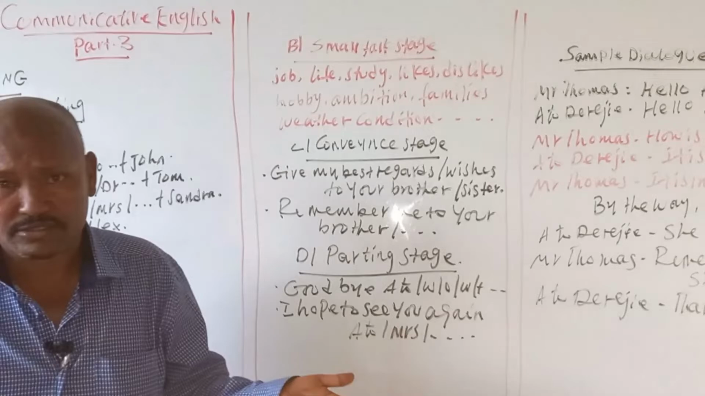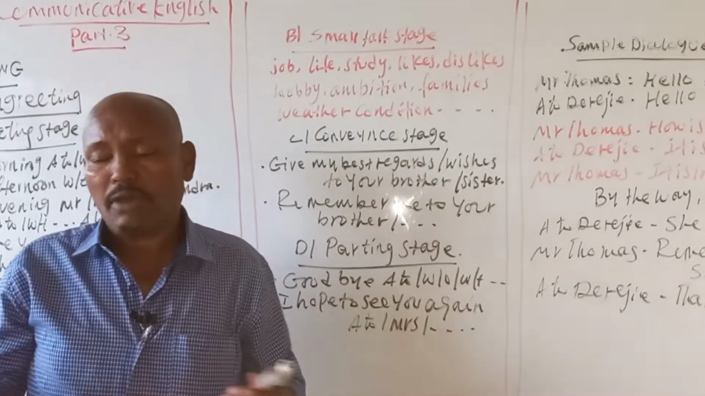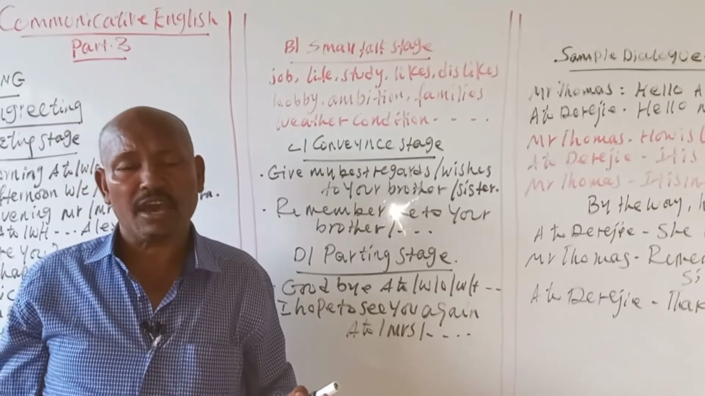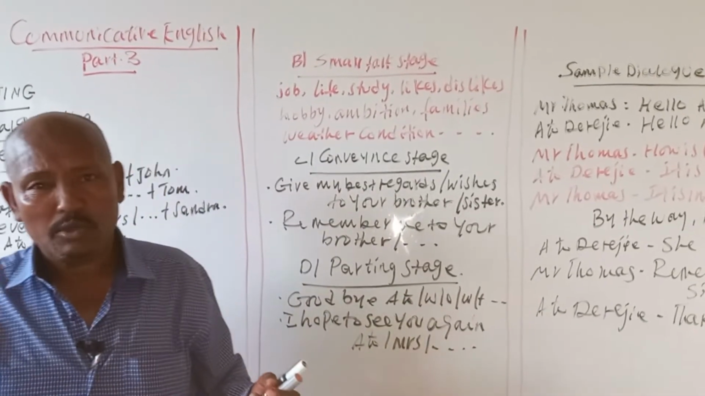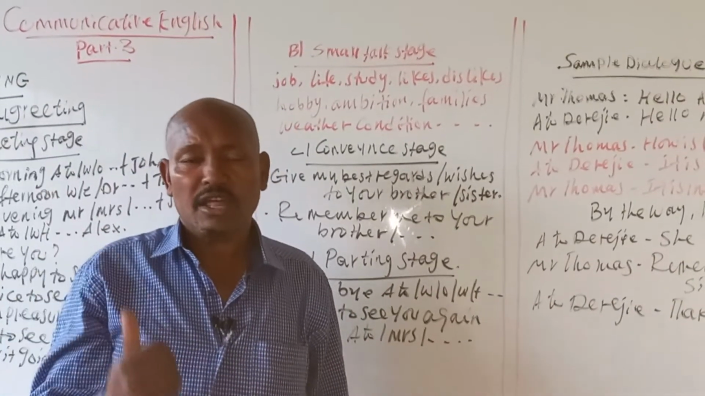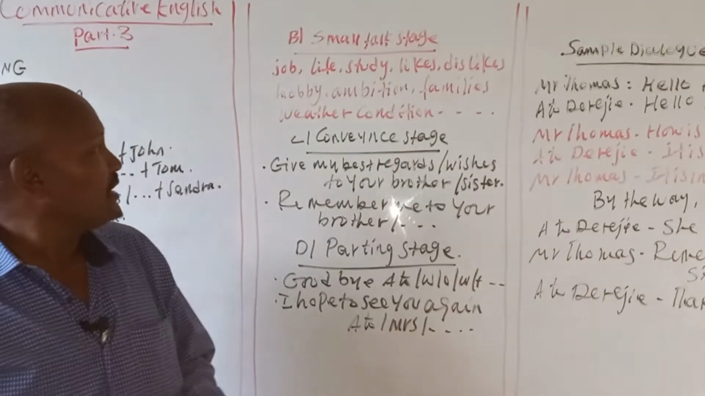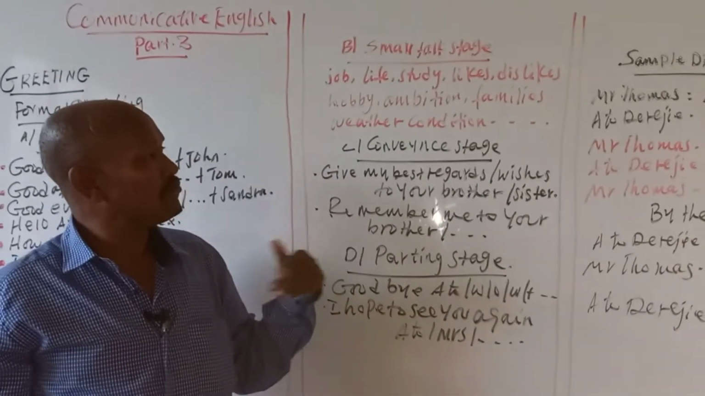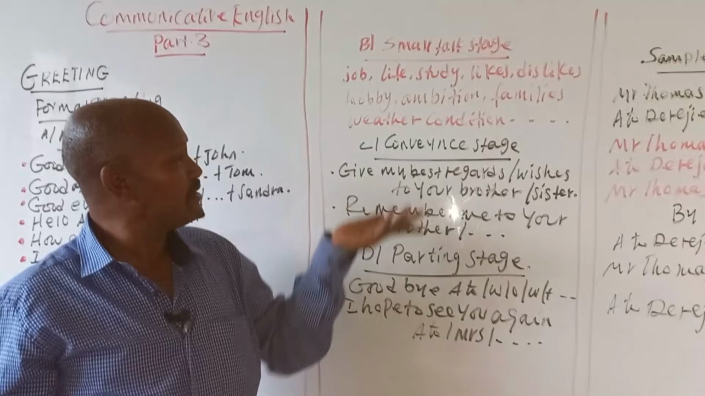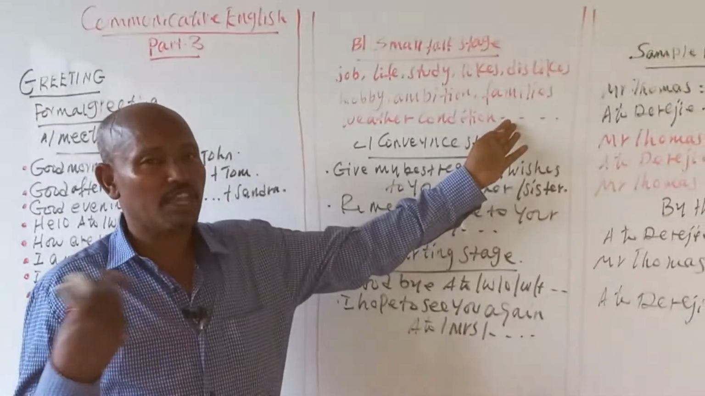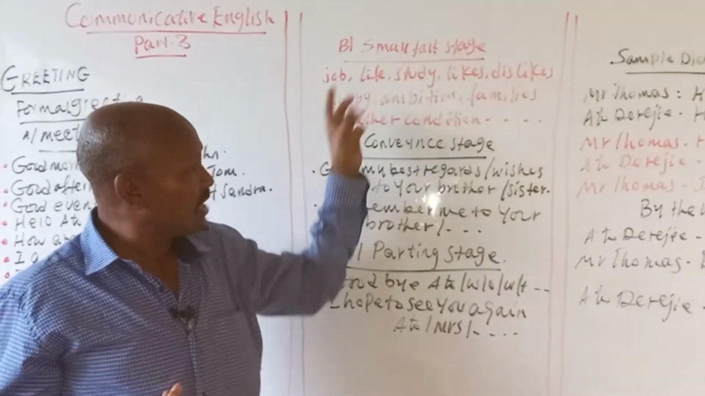What are your likes? My likes are this one and this one. But my dislikes are maybe listening to music, watching horror films, and others. So you can ask such kinds of questions under the small talk stage. Another important point is you can ask about future ambition, families, the weather condition, and some extra information about a person. All these are examples.